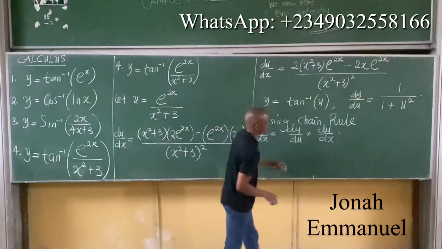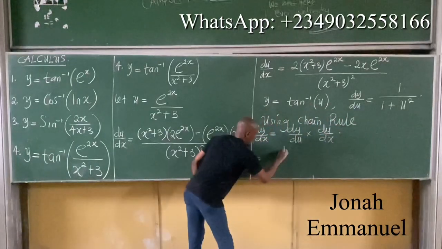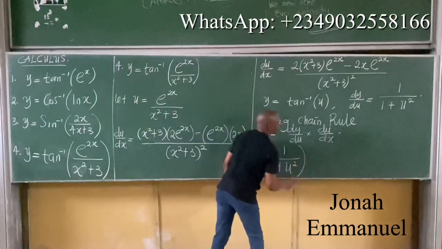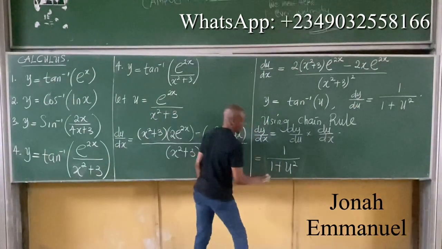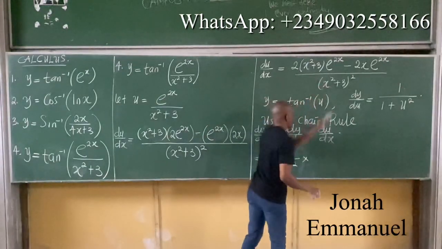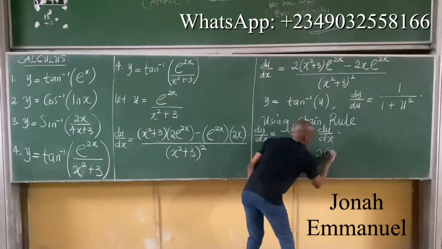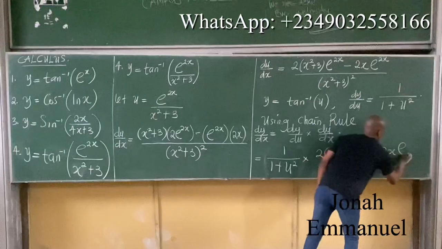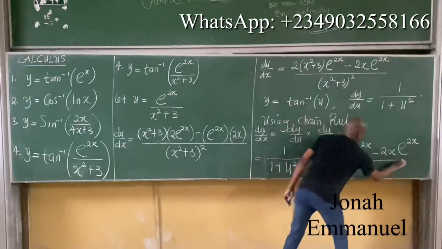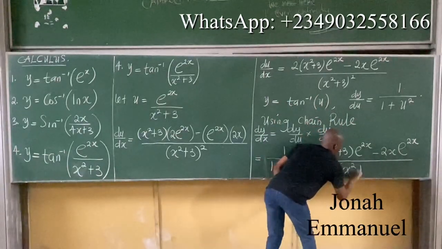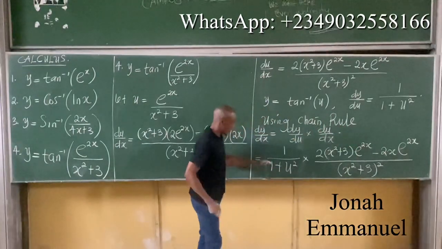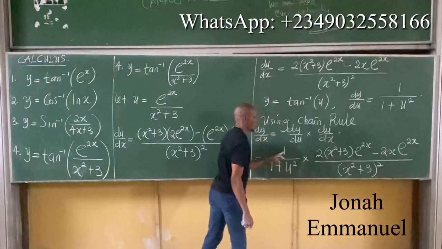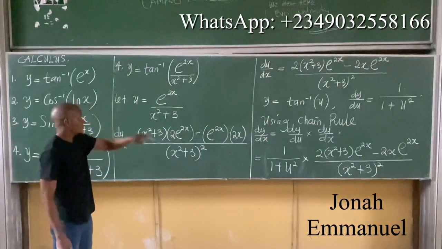Alright, bring in values. Here's your dy/du value, equal to 1 all over 1 plus u squared. Next, du/dx, which is all of this. So it gives you 2 into (x squared plus 3) into e^(2x), minus 2x into e^(2x), all over (x squared plus 3) all squared. So dy/du times du/dx, merge these together. Of course, it becomes this times 1, which is itself. Copy down this. Are we done here?